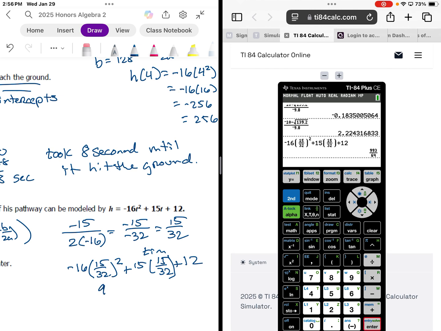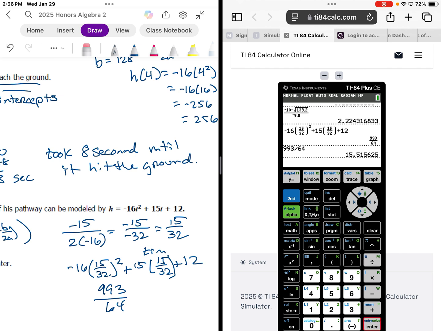And this tells me 993 over 64. Let's go ahead and divide that. 993 divided by 64 is 15.52 feet. So now, let's think about it. What was his initial starting height? 12 feet. His feet were 12 feet off the ground on the board. It's a 12-foot board. He didn't go up that high, because his max height was 15 feet. So once he left, he got up only 3 feet.